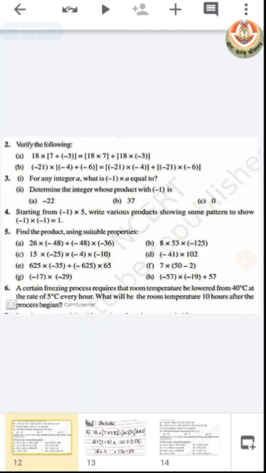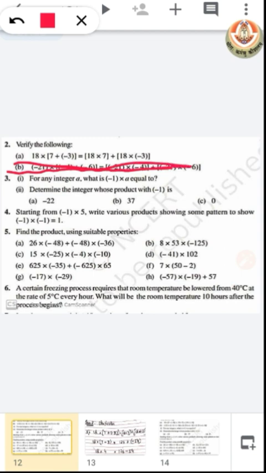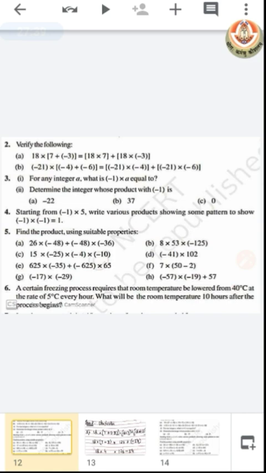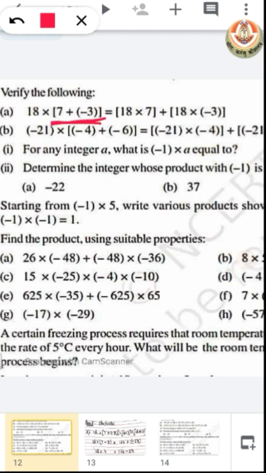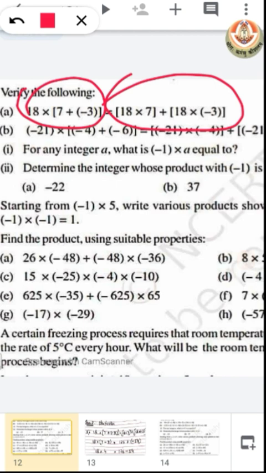So in the second question we have to verify the following. Now class, see carefully what exactly this is. A part. It says that there are two integers which are added and their sum is multiplied with 18. And it equals, we add 18 multiplied with 8 and 18 multiplied with -3. We have to check whether it is correct or not, whether they both are equal or not. Class, we can easily see it is an example of distribution. So let's check whether both sides are equal or not.